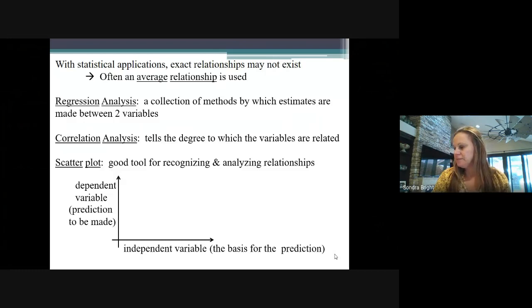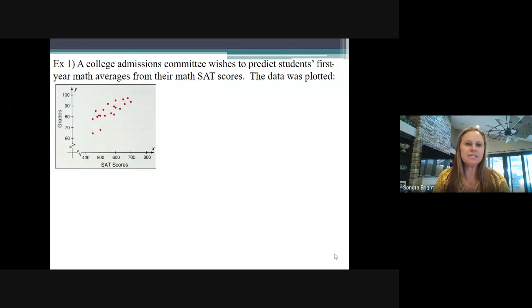I'm going to go to the next slide. The first example says a college admissions committee wishes to predict students' first year math averages from their math SAT scores. Here was the data plotted, where they put SAT scores on the horizontal axis, and the grades in their first year math classes from college on the y-axis. They're asking whether SAT scores can predict how a student will do in their first year of math class. Here's that scatter plot.